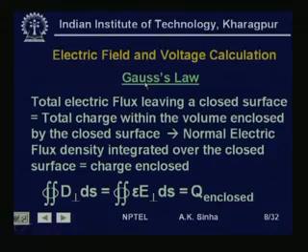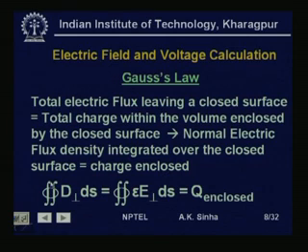Well, Gauss's law states that total electric flux leaving a closed surface is equal to total charge within the volume enclosed by the closed surface, which basically leads to the statement that normal electric flux density integrated over the closed surface will be equal to the charge enclosed by this closed surface.